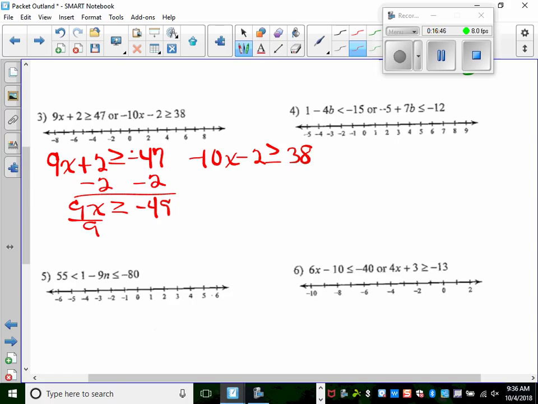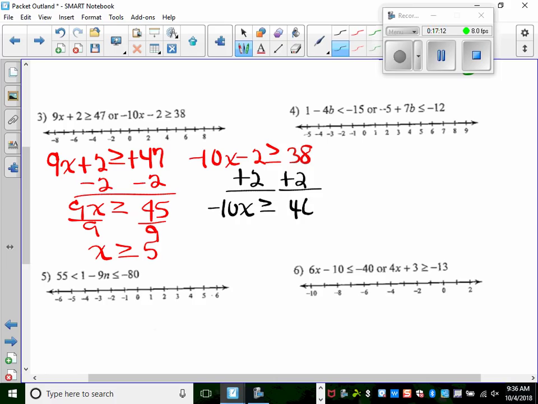Oh, that is a positive, my fault. Okay, so that's going to make that a positive what? 45, okay. And then when we divide by 9, we're going to have x is greater than or equal to 5. All right, let's do the other one. We're going to add 2 to both sides. So we'll have -10x is greater than or equal to 40. I'm going to divide by -10, so I'm going to reverse the symbol. So x is less than or equal to -4.